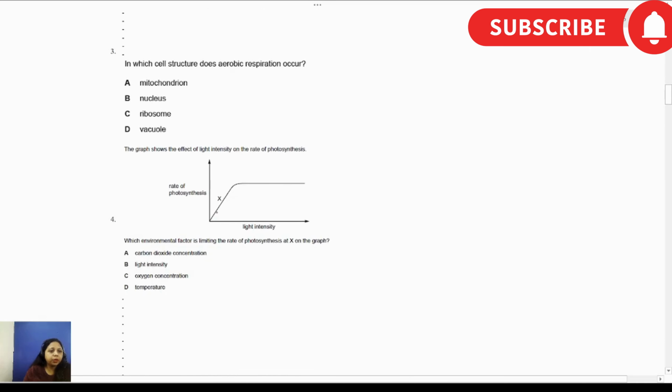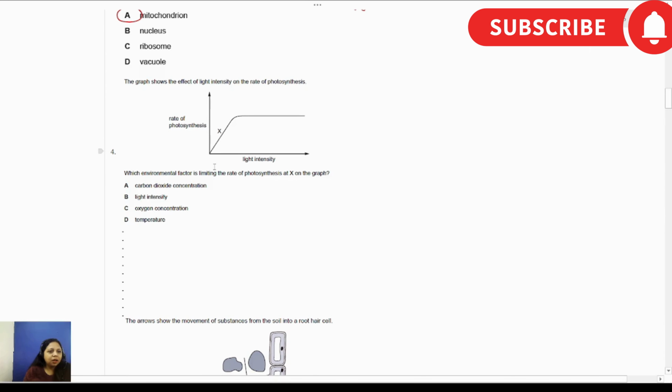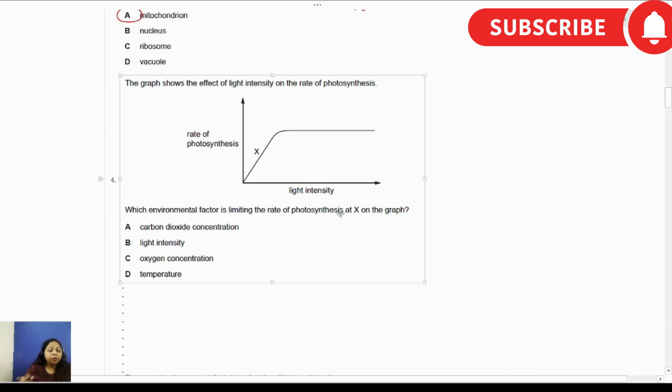Question number 3. In which cell structure does aerobic respiration take place? Which organelle is responsible for energy production? Mitochondria. Next one is, a graph is given. Now this graph was quite confusing for you, I guess. The graph is a simple graph. Now this graph is related to a limiting factor.